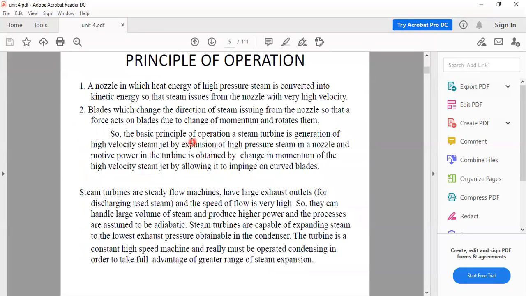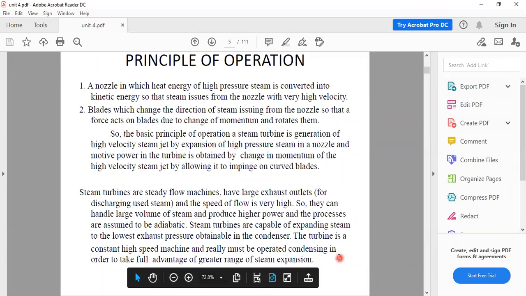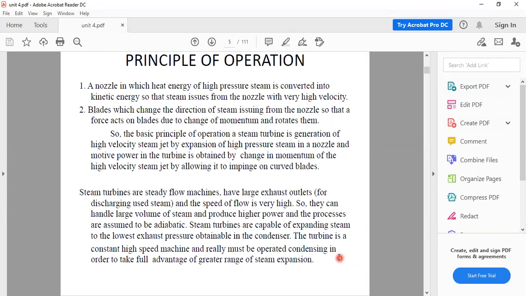Okay. So, principle of operation: a nozzle in which heat energy of high pressure steam is converted into kinetic energy, so that steam issues from the nozzle with very high velocity. Blades change the direction of steam issuing from the nozzle, so that a force acts on the blades due to change of momentum and rotates them.